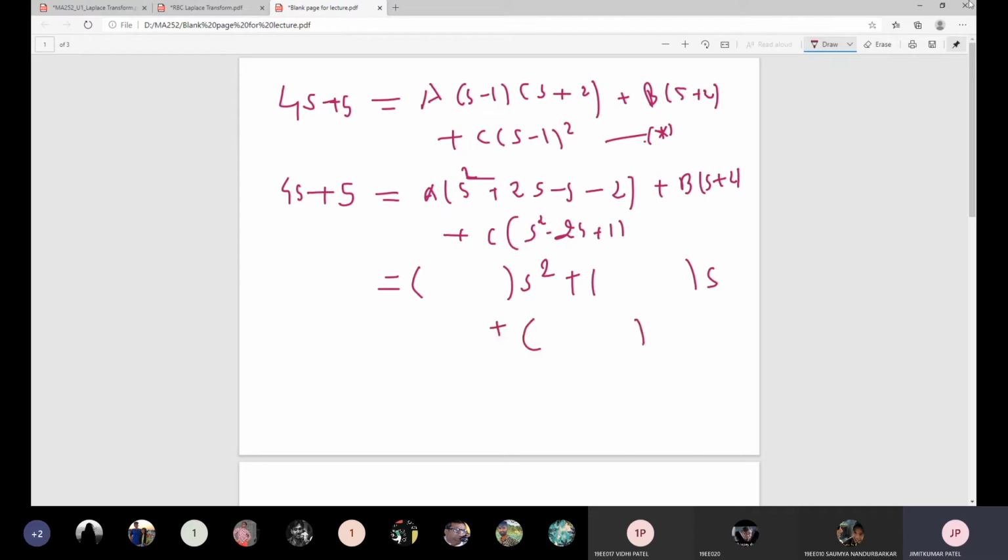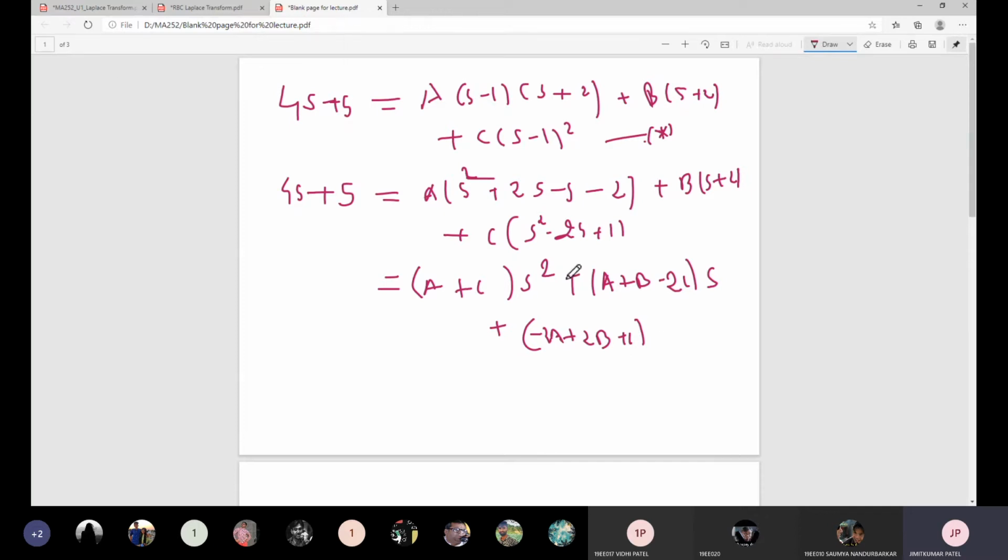Okay, so what we get here? A plus C is the coefficient of s square, as there is no s square constant here. Then minus 2s minus 1, so 1s: A plus B minus 2C. Okay, and the constant will be minus 2A plus 2B plus C. Okay, this step is compulsory for comparison.